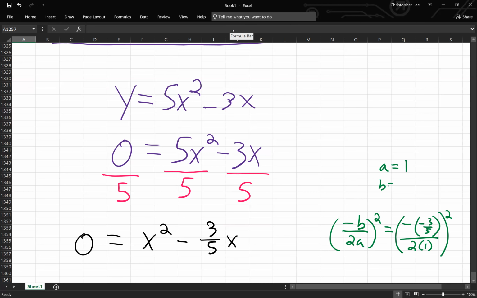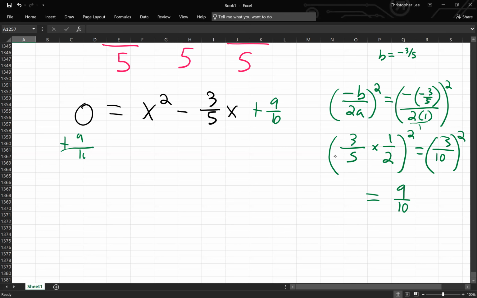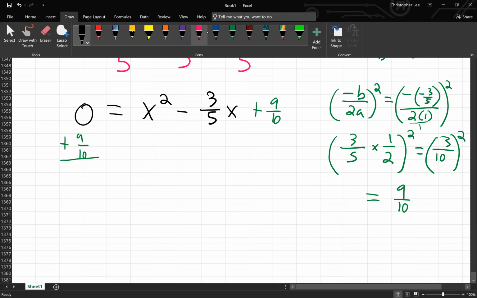So the negative becomes positive. This is just gonna be 3 over 5 times 1 over 2, squared. Multiply that out, you're gonna have 3/10 squared. When you square that out, it's gonna become 9/10. That's what you're gonna add on both sides. So I'm gonna add a 9/10 over here, and I'm gonna add a 9/10 over here. Something like that. So now, let's look at what I have.